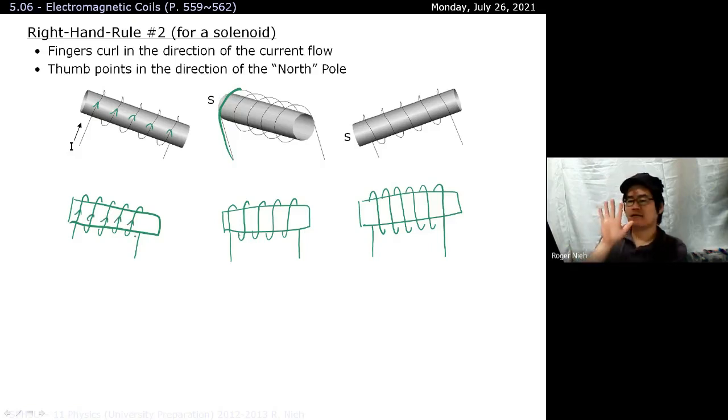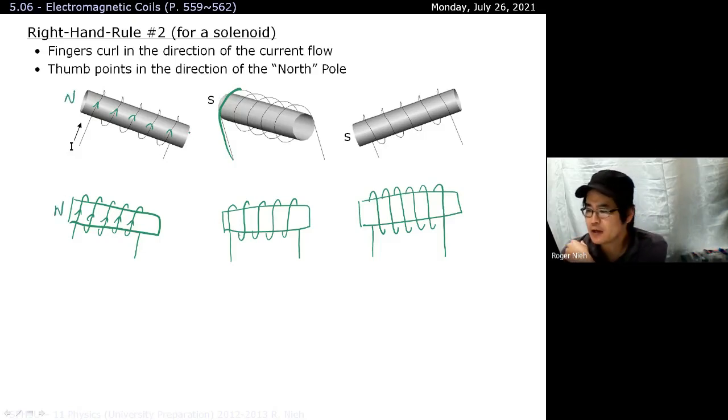And as you have your fingers going up through the front and down through the back, look at where your thumb is pointing. And you'll see that your thumb is pointing to, good job, north pole. So on the left-hand side, it'll be magnetic north, and on the right-hand side, logically, it'll be magnetic south. And that's how you answer these questions over here.